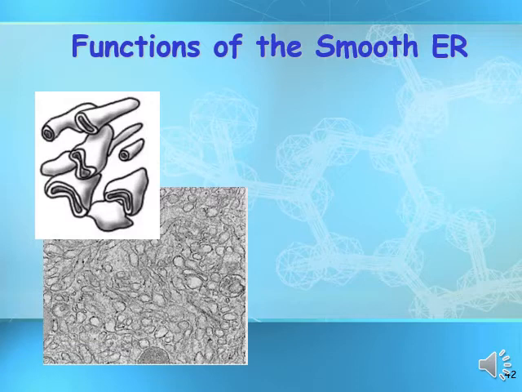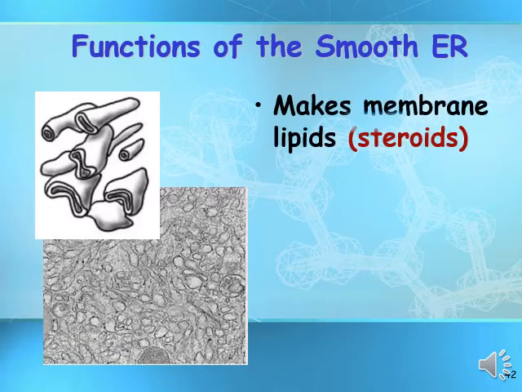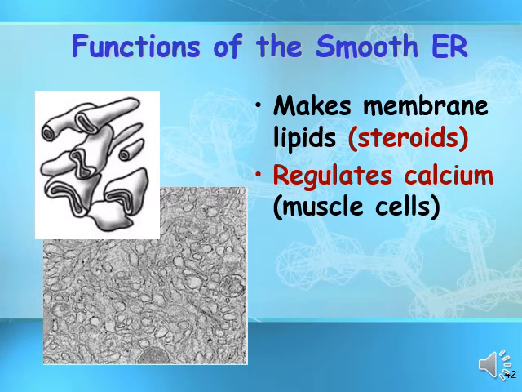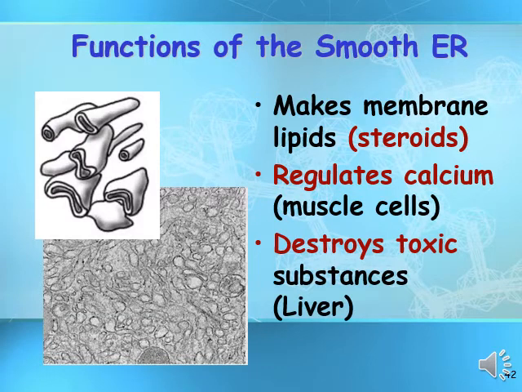Functions of the smooth endoplasmic reticulum: it makes membrane lipids, such as steroids, and regulates calcium in muscle cells. In muscle cells, calcium is regulated by this organelle. Toxic substances are destroyed in the liver also by this organelle.